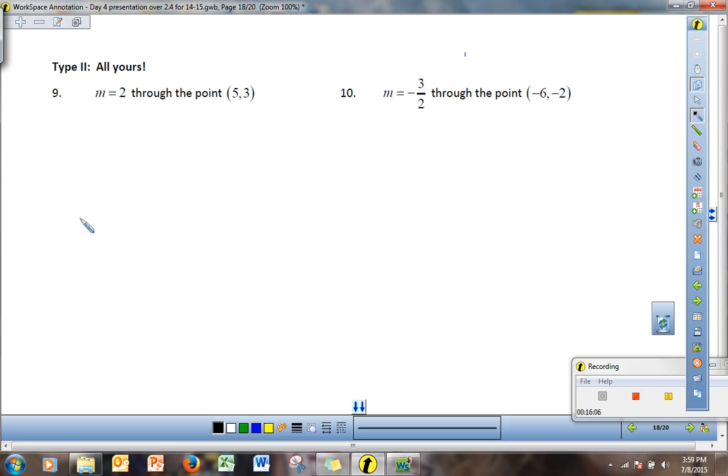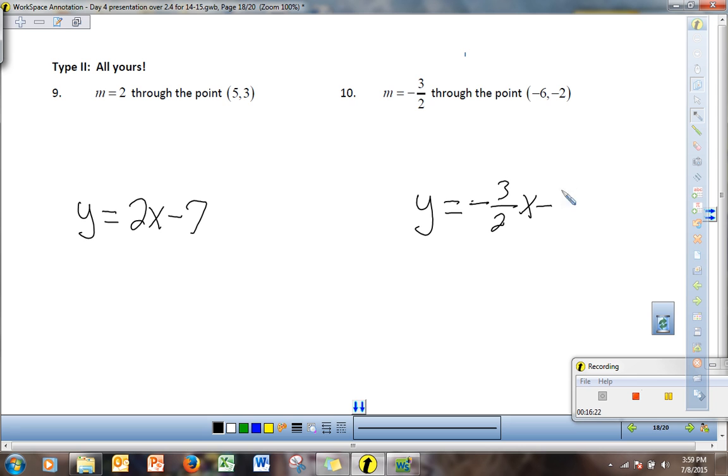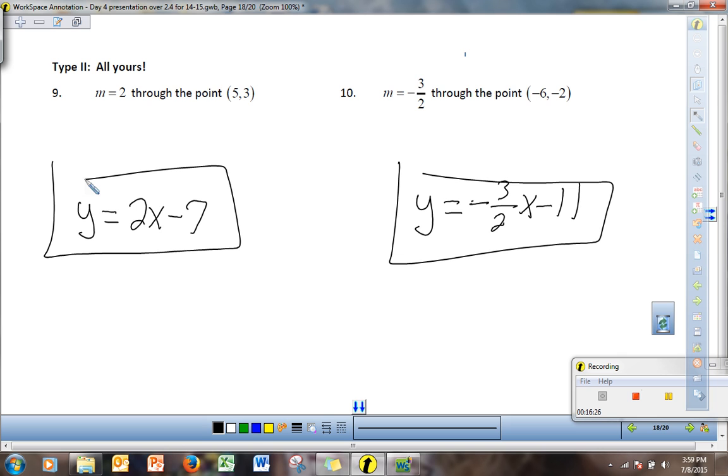If not, you think you're good, this answer should have come out to be y equal 2x minus 7. And this answer should have come out to be y equal negative 3/2 x minus 11. So that's what you should have got. It's important that you know how to do this because my number 11, 12, and 13 use this same equation. There's just one baby step in front of it. So let's look at our last 3.